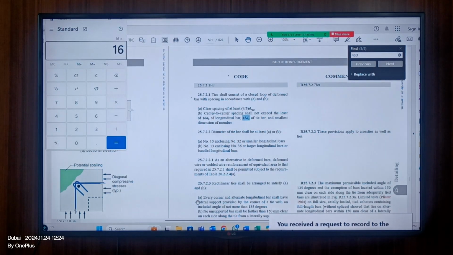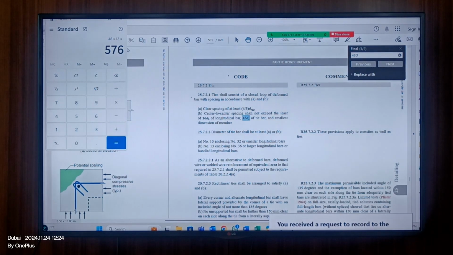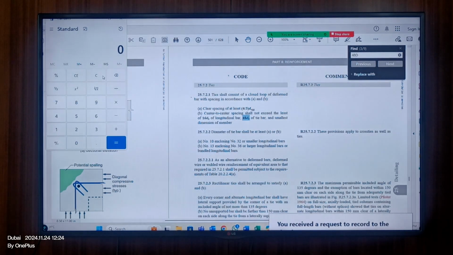16 times 40 is 640, right? Or 48 times 12 is 576, right? So 640 or 576, and the smallest dimension of the member, whichever is greater. The smallest dimension might be 300 millimeters, the wall width. Then I'll follow only the 300 millimeter width. That is the spacing, till the LD. You're getting the point.